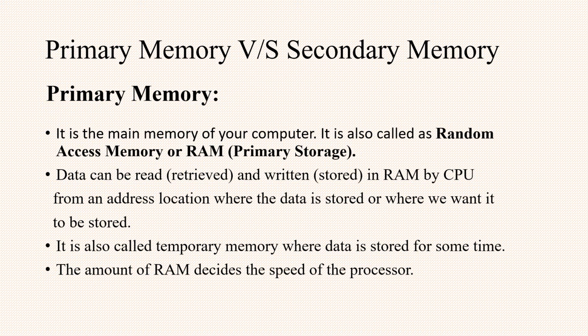Okay, so first whatever we are giving needs to be stored somewhere, which will allow your computer to do the work, or we can say the processing. Okay, so that part of the computer is called the primary memory, or we can call it random access memory or temporary memory. It is also called temporary memory because data is stored there for some time.